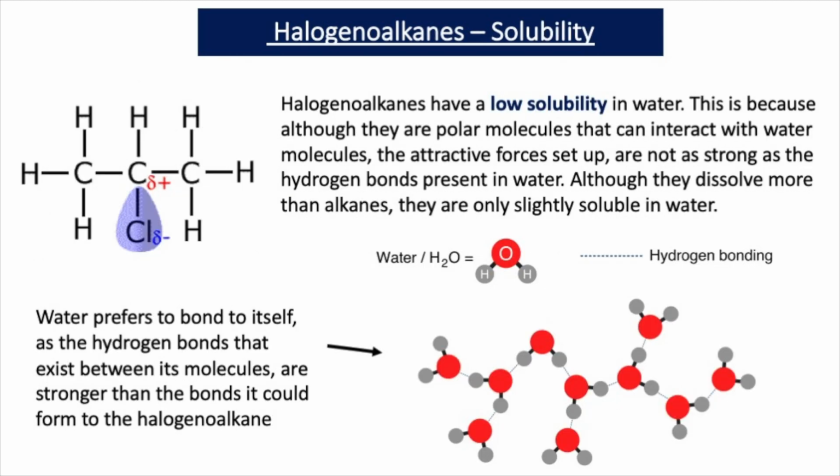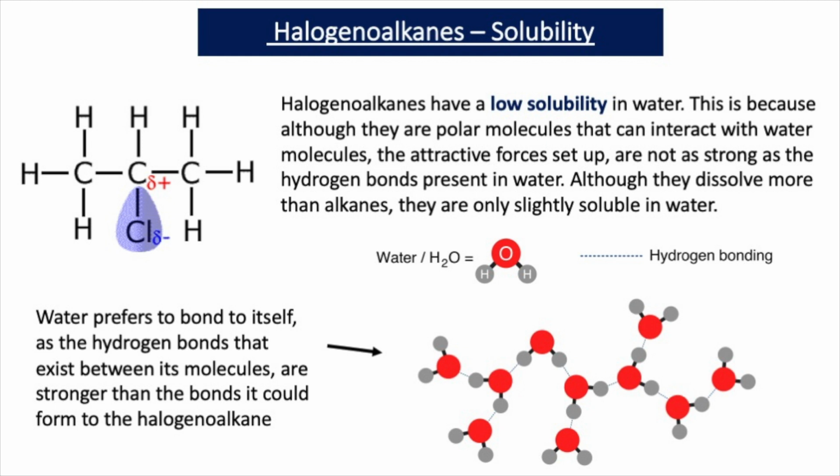Now the second property we're going to look at is solubility. Halogenoalkanes, although they're polar molecules, have a low solubility in water. This is because although they're polar molecules that can interact with water molecules, the attractive forces set up are not as strong as the hydrogen bonds present in water. So, although they dissolve a little bit more than alkanes, they're only slightly soluble in water.